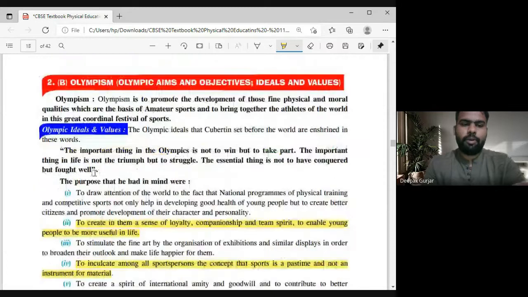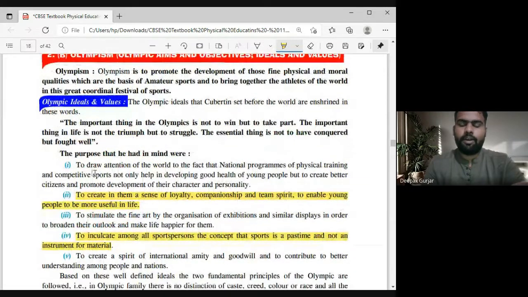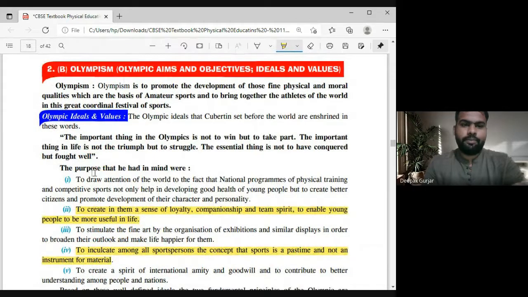Then we had a good talk about Olympism. There are some lines given by the father of the modern Olympic Games, to promote the development of fine motor and gross motor skills. Motor development is smooth and coordinated development, and it is of two types: fine motor development and gross motor development. The idea of the father of the modern Olympic Games is that the important thing in the Olympics is not to win but to take part, to have a try, to cross boundaries and break records. The important thing in life is not to triumph but to struggle. The essential thing is not to have conquered but to have fought well, right?